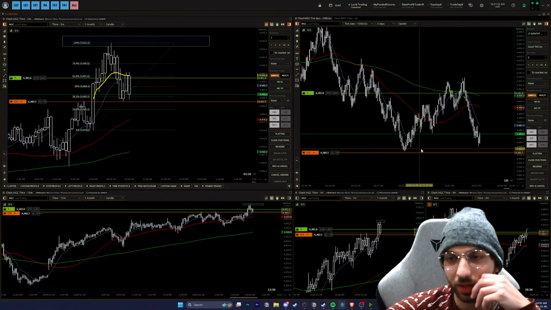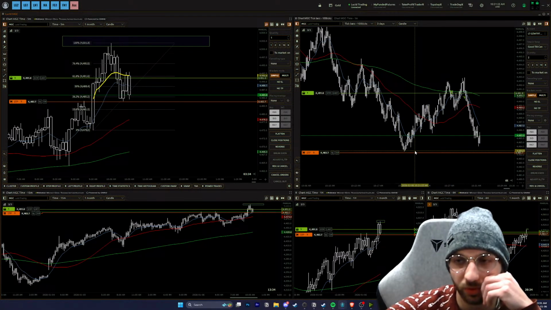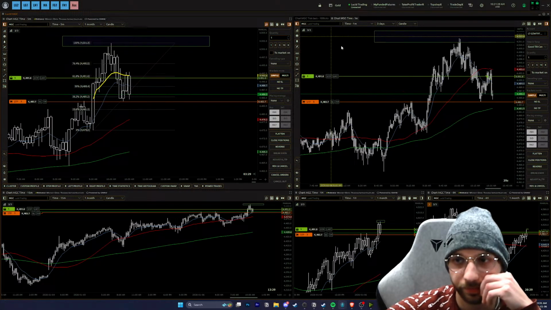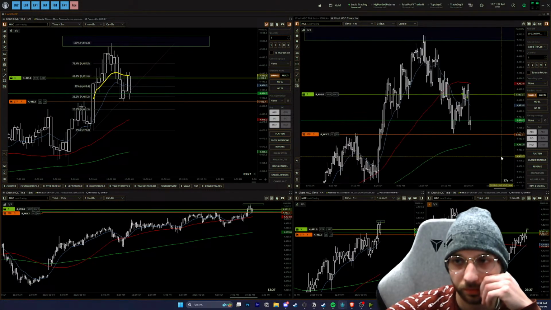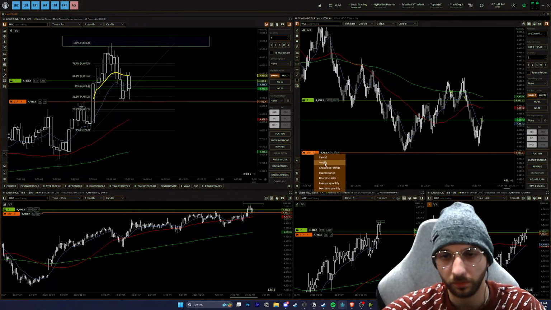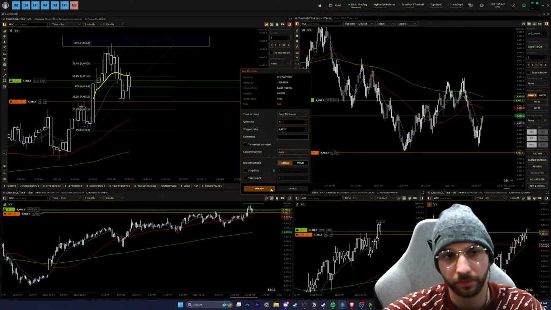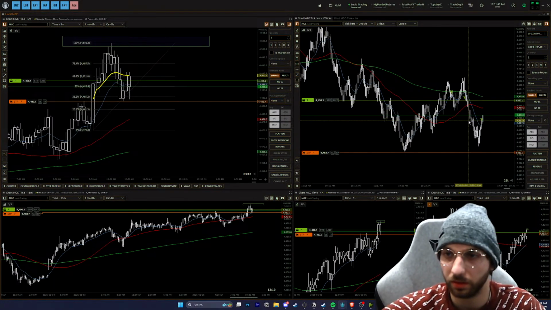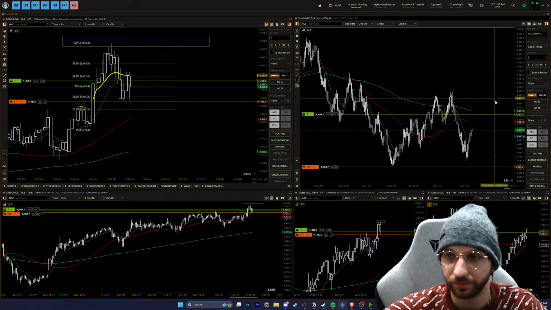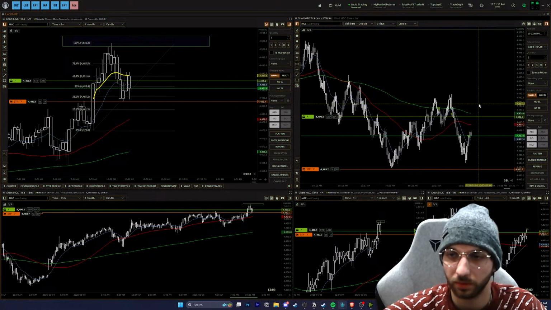I want to see what reaction we have here. If we make a new low, or if we actually start bouncing here. If we start bouncing, I might add. Add 2 there. I like that bounce. It's possible we go back down, but you know what? For 2 contracts, 4 points, 5 points, I'll take that risk.